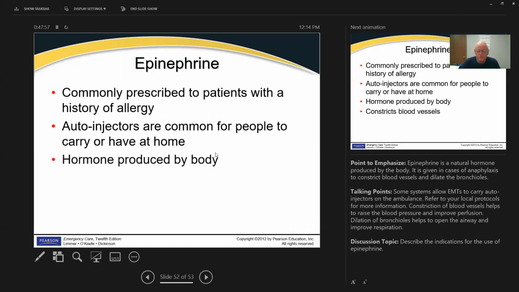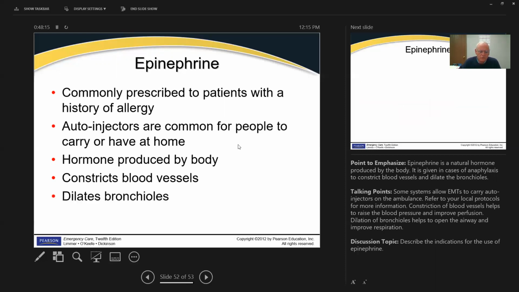Epinephrine is a common hormone produced in the body. But what we're giving it for is to constrict blood vessels to stop fluid from leaking and going into the tissues and causing swelling and things like that. That's going to give us difficulty breathing. It also dilates the bronchioles, so it makes it easier for us to breathe.